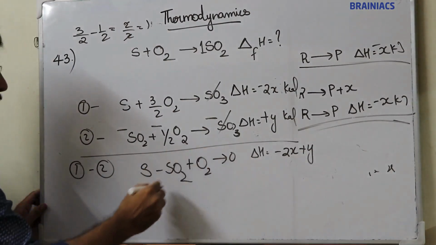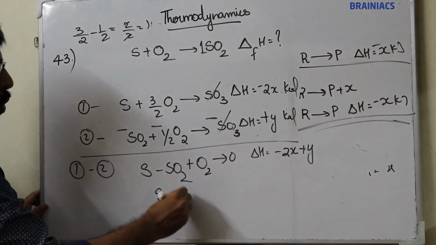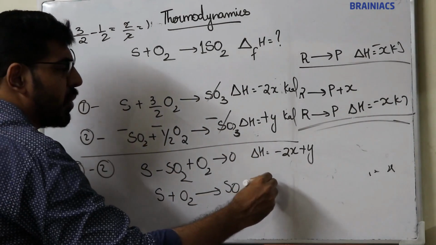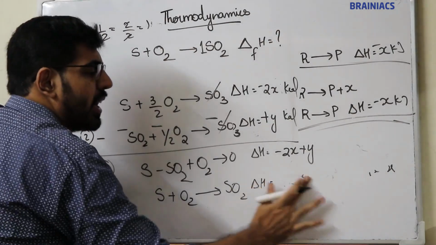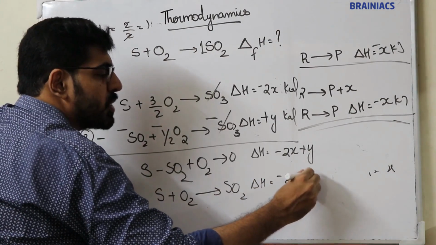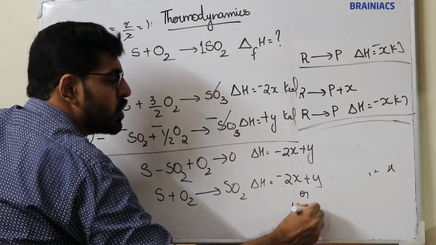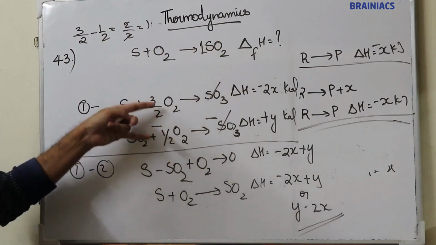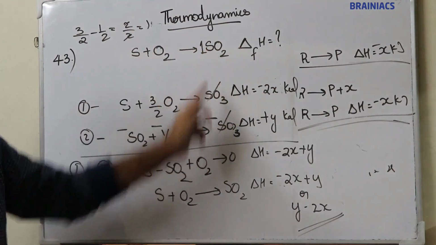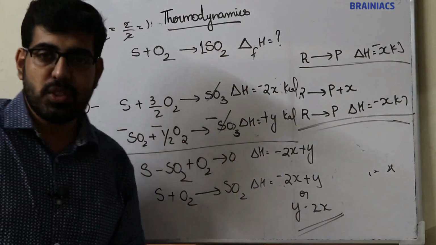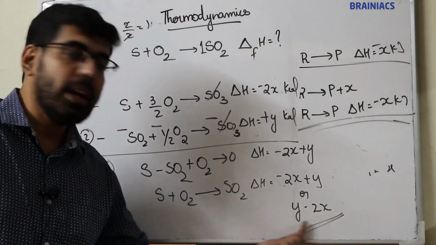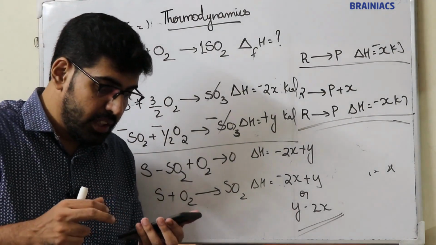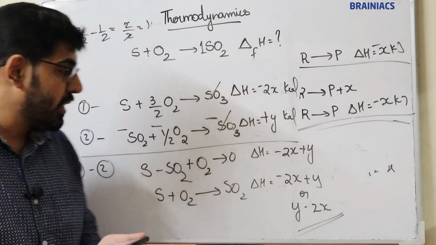Now I'm rearranging this equation. S plus O2, I'm taking this SO2 to this side. SO2, delta H is equal to 2x minus 2x plus y, or you can write it as y minus 2x. Now we got this equation from these two equations, S plus O2 giving SO2. So delta H value is y minus 2x. So the answer is option 4, y minus 2x. I think it's clear.